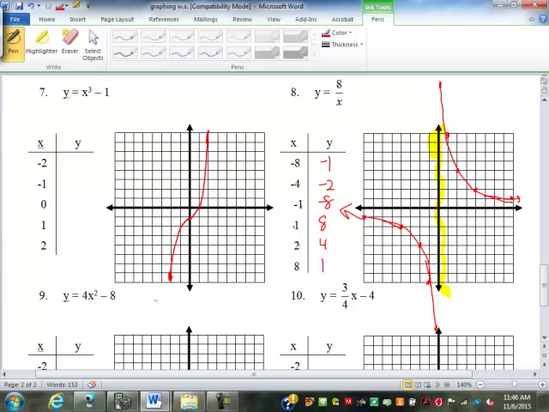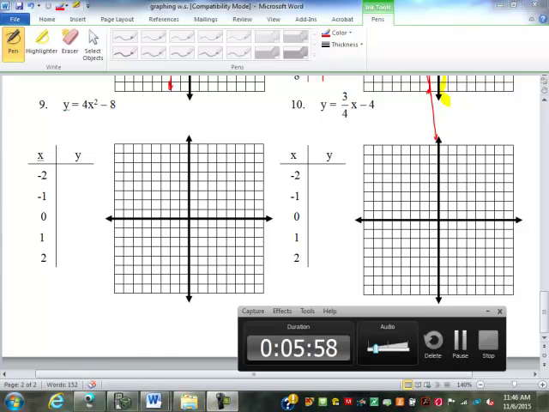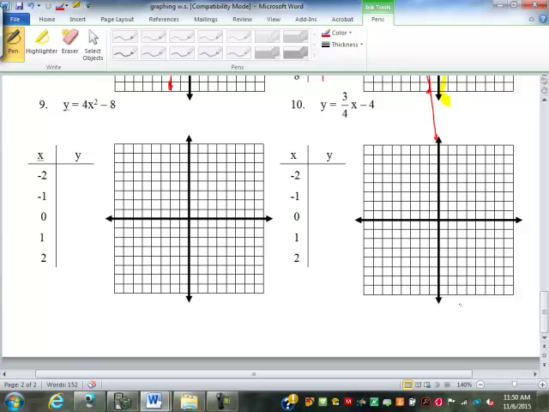Like that. I will leave you guys to graph 9 and 10 quick. I'll give you a few minutes. You may not quite have them all done yet, but this one here is going to look something like this. And this one, something like that.